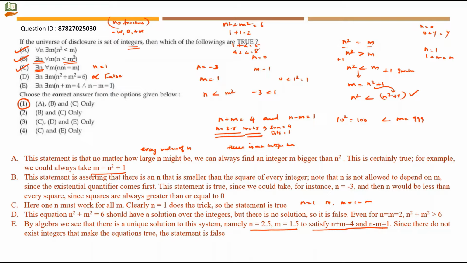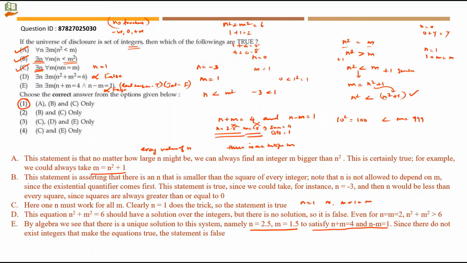In that case, 2.5 is not an integer, 1.5 is not an integer. If this is a discourse of the set of real numbers, this statement could have been marked true because I at least have one n value and I have one m value. If this was a part of real numbers, this is going to be true. But since the question is over integers, we will mark this as false. So statement E is also false.